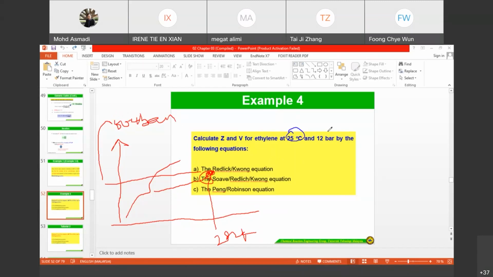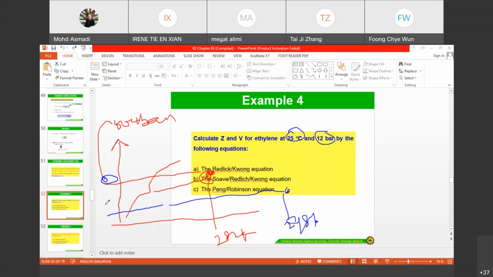Since it's stated that it's 25 degrees C and 12 bar, and this is 50 bar right here, 25 is roughly here, and then 282 Kelvin. 25 degrees C is equal to 298 Kelvin, so it's more over here, at 298 Kelvin, and lower pressure.